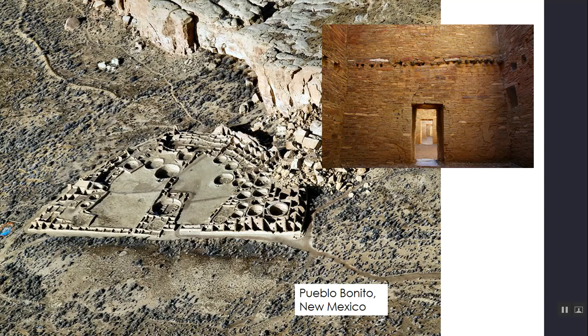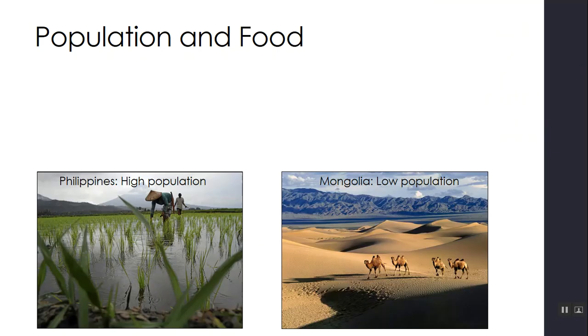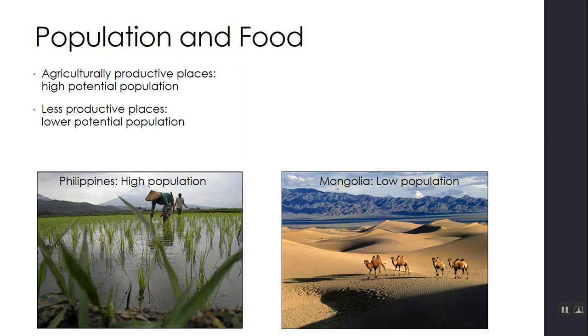You have to drive down a dirt road to get to this one. It is run by the Natural Park System, but we tend to gloss over these in the US and just tend to think of cities as things that happened after Europeans got here, but they were certainly going on before they were. And so that link between population and food, in agriculturally productive places, you have a very high population potential, such as in a place like the Philippines versus a place like Mongolia. Less productive places, less potential population. You just cannot grow enough food.